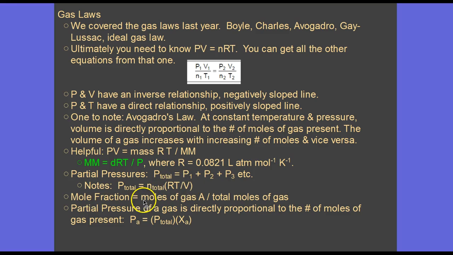A mole fraction equals the moles of a gas, perhaps gas A, divided by the total moles of gas. So whatever gas you're looking at divided by the total moles of gas. All the mole fractions for all the gases should add up to 1. Partial pressure of a gas is directly proportional to the number of moles of gas present. So the partial pressure of A is equal to the total pressure times the mole fraction. X stands for the mole fraction.